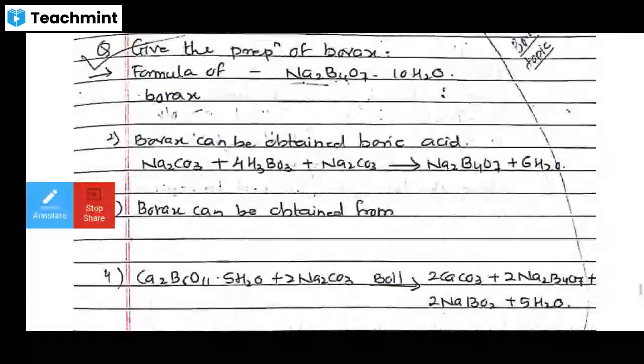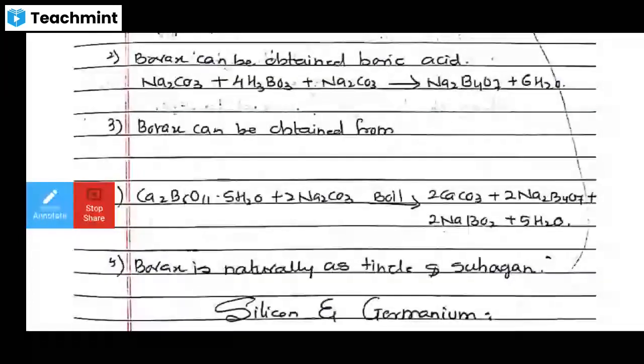Next, the preparation of borax. Borax is one of the important compounds containing boron, that is Na2B4O7·10H2O, having 10 molecules of water of crystallization, and it can be obtained from boric acid. That is, Na2CO3 plus 4H3BO3 gives Na2B4O7 plus 6H2O and CO2. So Na2B4O7 is the compound of boron along with water of crystallization.